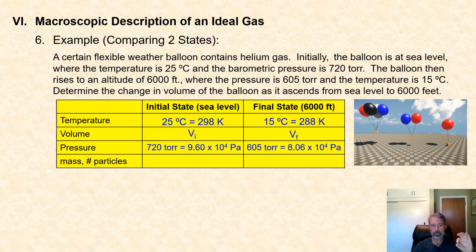In terms of the mass, the number of moles or the number of particles here, we don't know what that is, but our balloon, regardless of what altitude it's at, has the same amount of gas. It is a closed system. The amount of gas doesn't change. So once again, although we don't know what that amount is, it will not matter because it does not change in the problem. So we need to decide which form of the equation of state we want to use.